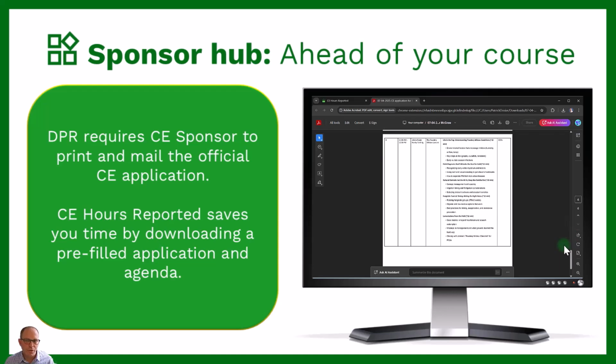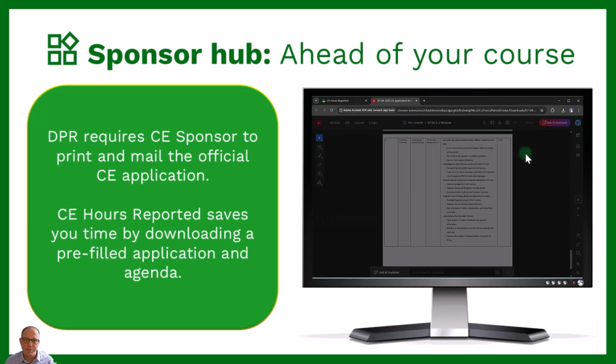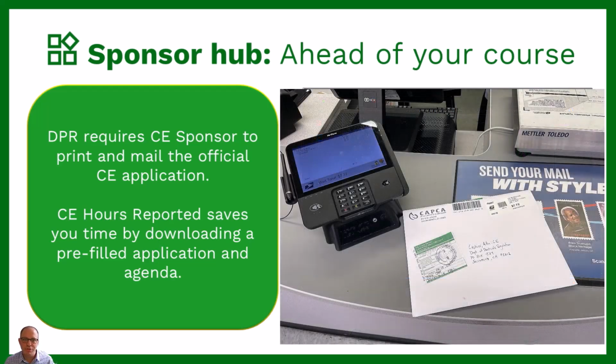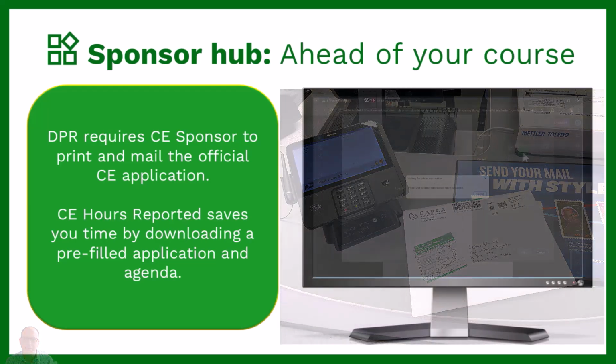Once you've printed the form, be sure to sign it, attach payment, and mail it to the appropriate DPR address. We strongly recommend using certified mail to confirm delivery. This can help prevent delays in DPR's processing of your CE application.